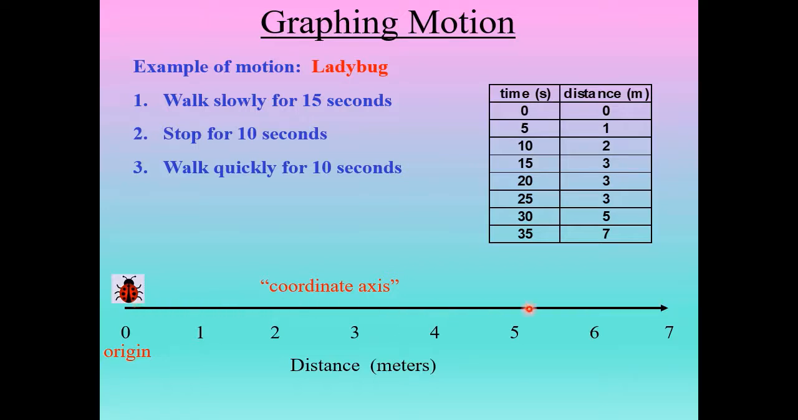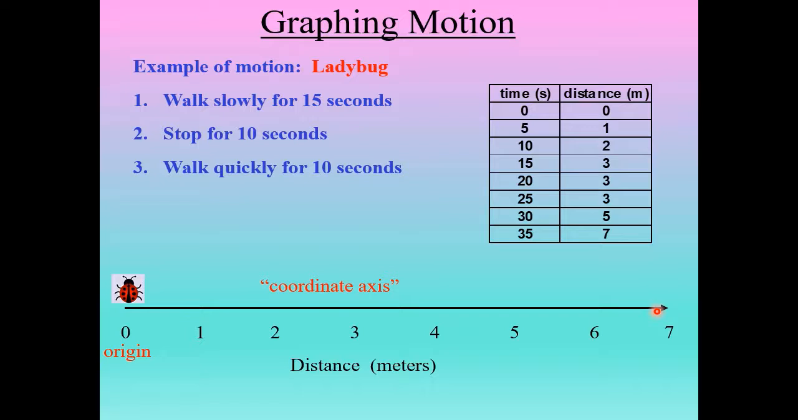So on the floor of the room, we have labeled the distance in meters. So the origin where the ladybug starts is labeled 0 meters. And then you can imagine 1 meter away is right here, and 2 meters here, 3, 4, 5, 6, and 7 meters. So this whole, by the way, this is called a coordinate axis. This whole coordinate axis here has a length of 7 meters, which would be about the size of our classroom if we were in the classroom.